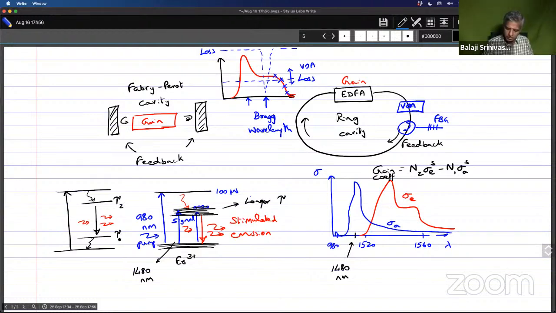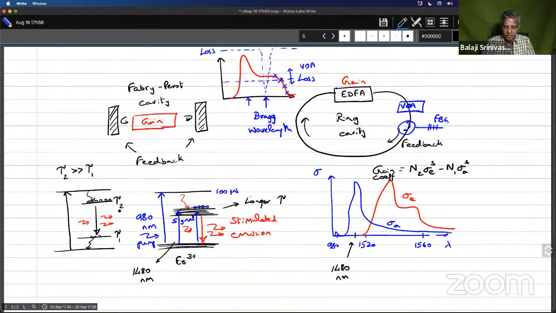In this case, it is important that if you call this tau 2 and this tau 1, to get population inversion, you don't want ions sitting here. So you want them to quickly relax. So tau 2 should be far, far greater than tau 1, right? So in this case, you want to have a lot more ions sitting in the excited state with respect to the lower energy level.